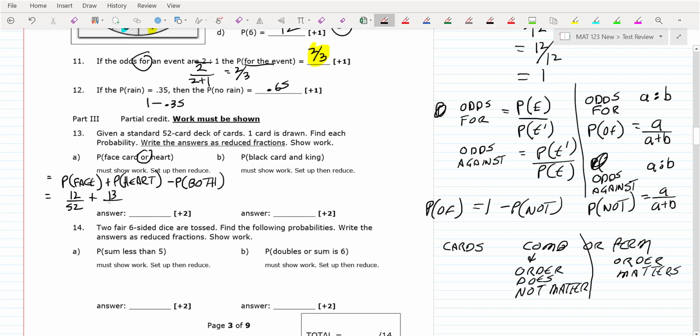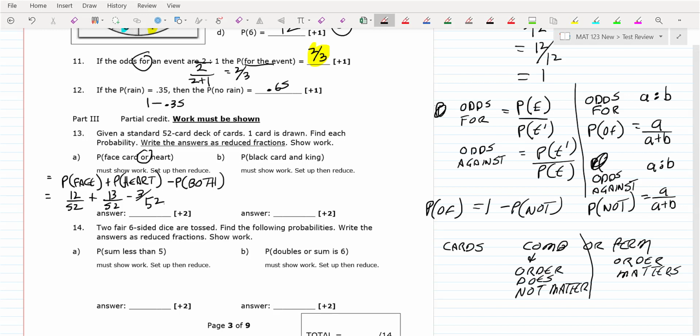Okay, 13 out of 52. Okay, how many cards are hearts but are also face cards? 3. Okay, remember there's 12 face cards, 4 suits, so 3 of them are going to be both. Might be a little bit easier if I had that diagram to display on this problem.